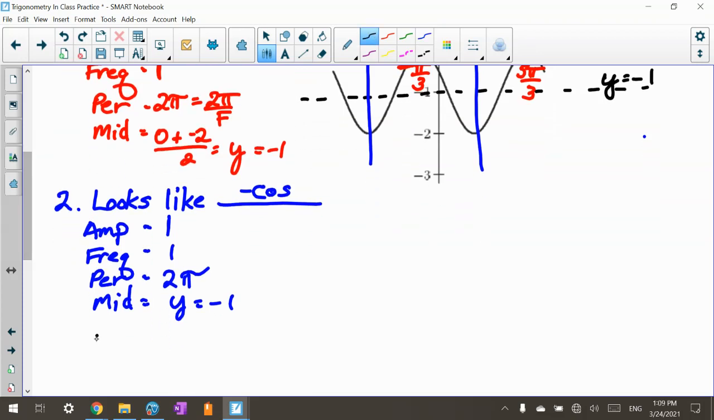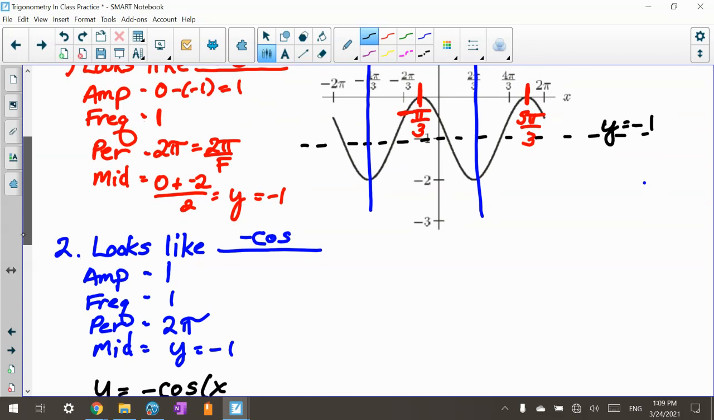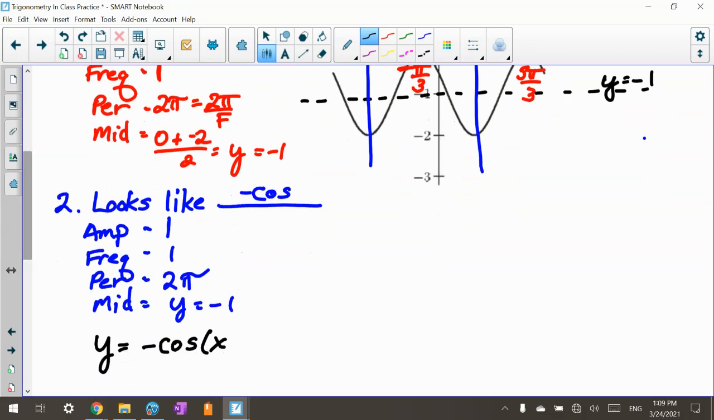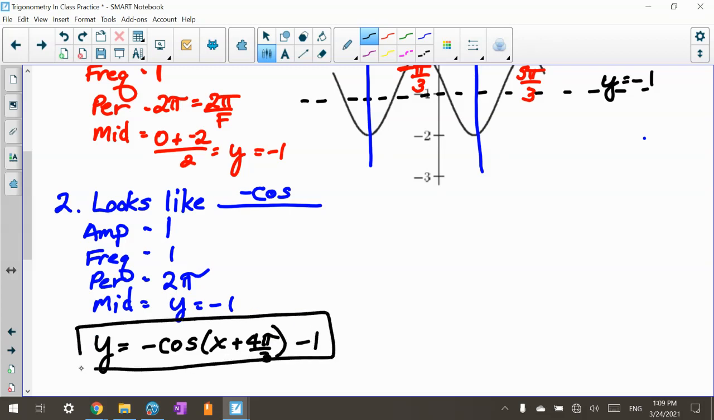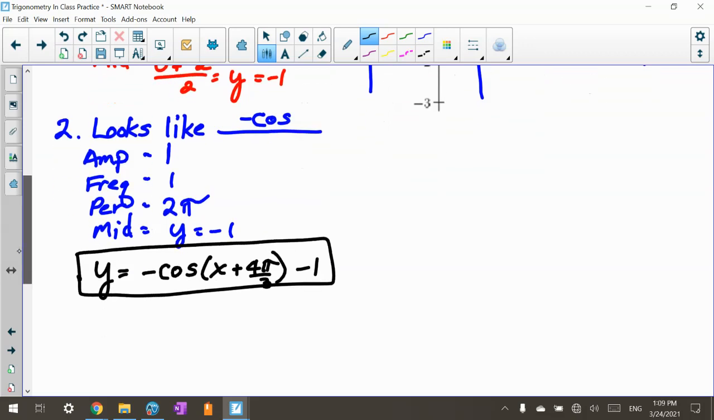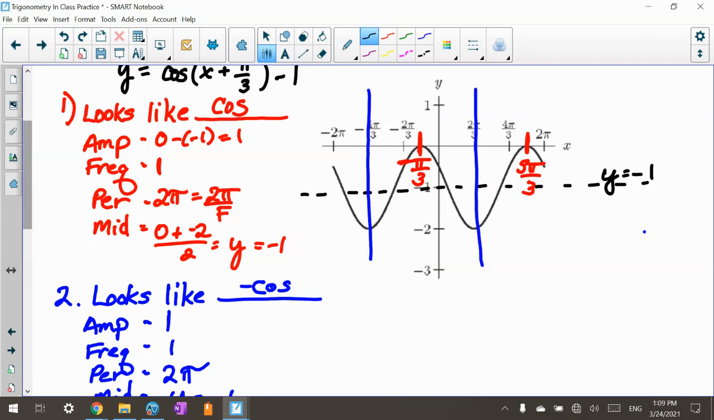So this one would look like the following. I would say y equals negative cosine x. Now I'm shifted over, ready? I kind of covered that up. This is negative 4 pi over 3, so it turns positive. X plus 4 pi over 3, minus 1. Okay, so that's the second way you could do this function, which is kind of interesting.